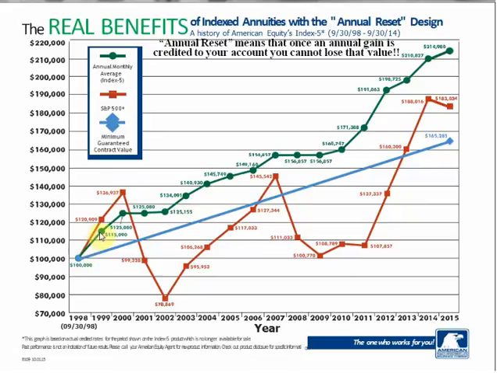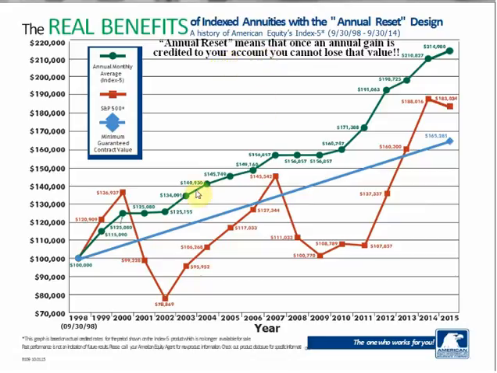And then when the market goes down here, and it crashed in 2000, 2001, 2002, your annuity didn't lose any value because you were locked in at this $125,000 value. That's what's called the annual reset. See up here, annual reset provision. That means that once an annual gain is credited to your account, you cannot lose that value. So you can't ever lose from this number. It's also called retain your gains.